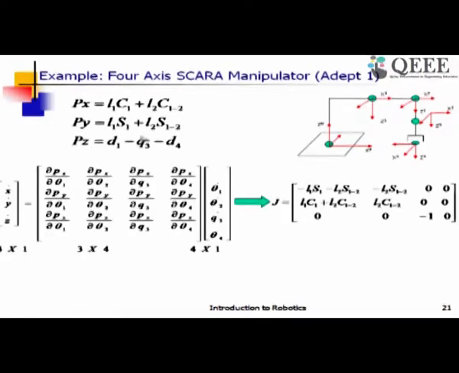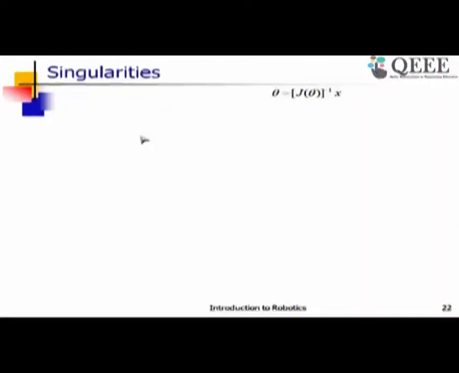This is another example, for a 4-axis Scara manipulator. Again, we'll take only the linear velocities. It is very straightforward: get the relationship for Px, Py, Pz, and then take the partial derivative, and you will get the Jacobian for the linear part of the velocity. A few things about the Jacobian.